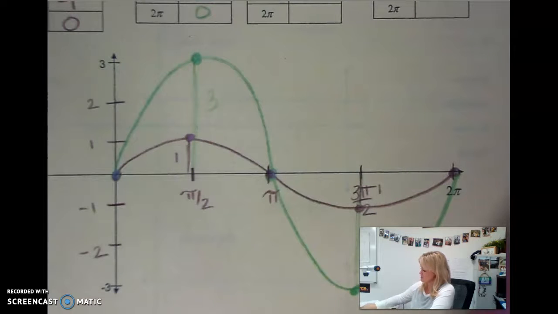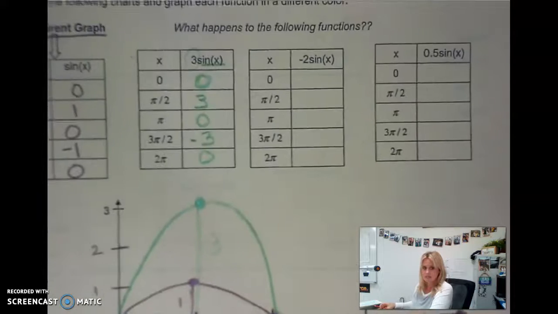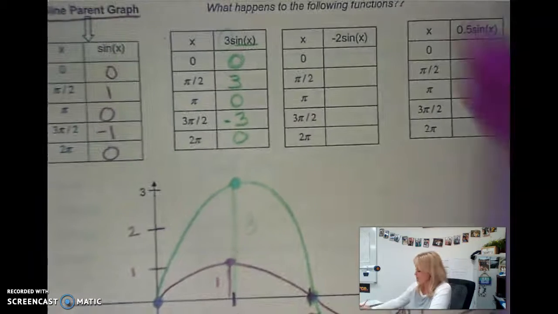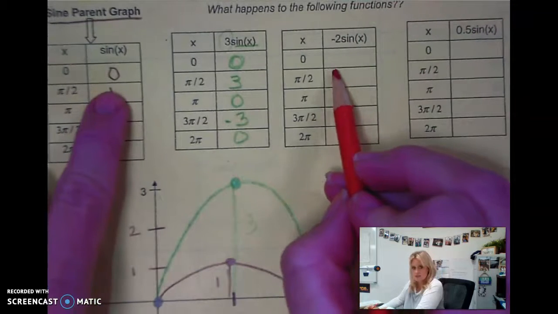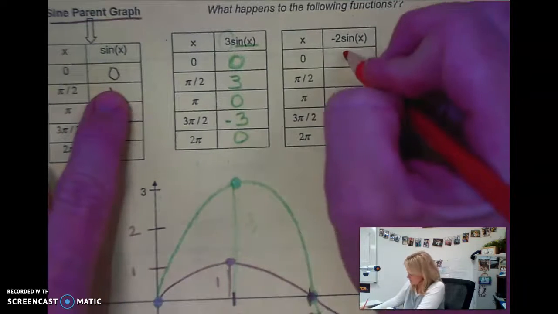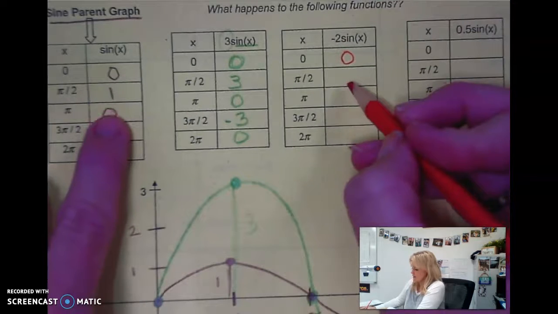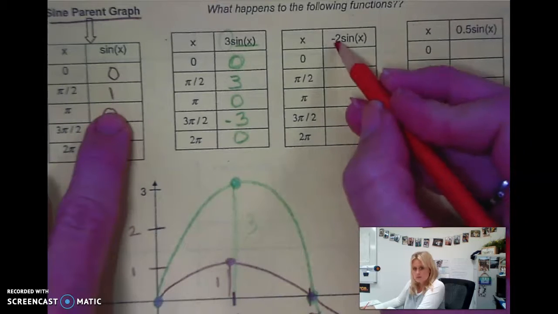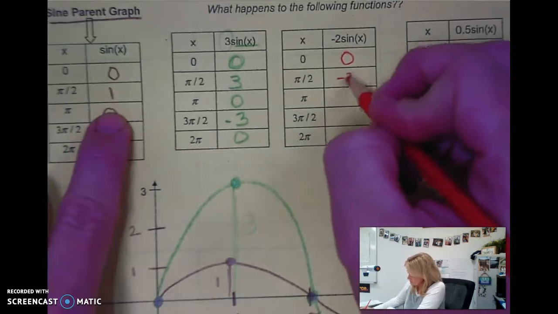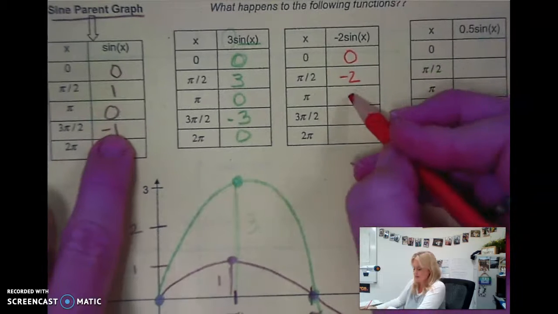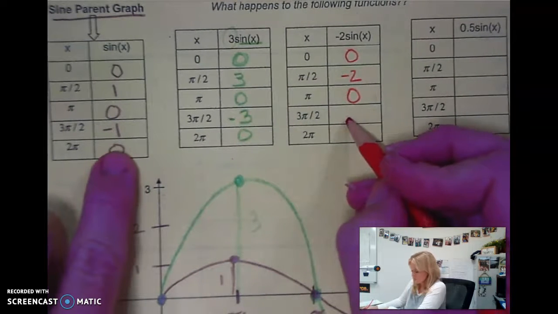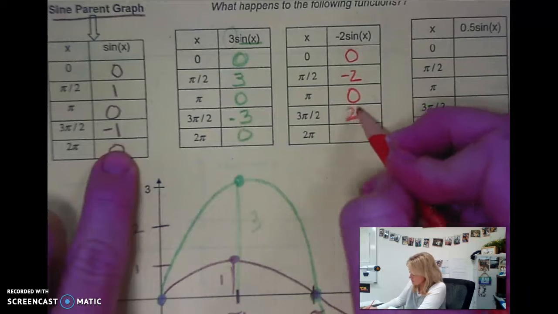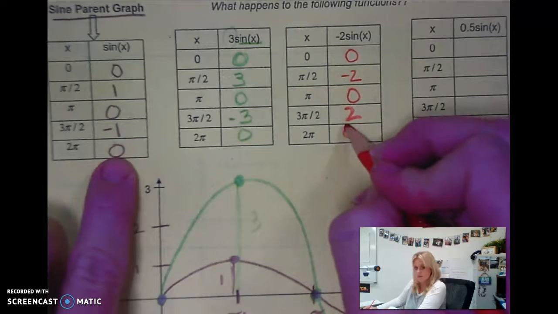So I'm going to change colors here again. And now let's do -2 times the sine. So the sine at 0 is 0, times -2 is 0. Half a pi is 1, but 1 times -2 is -2. At pi it's 0. -1 times -2 is a +2. And we're back to 0 again.